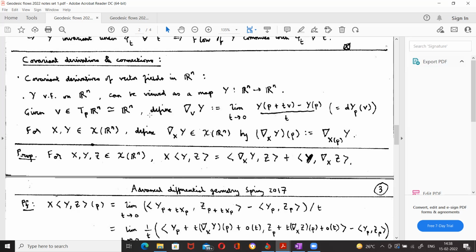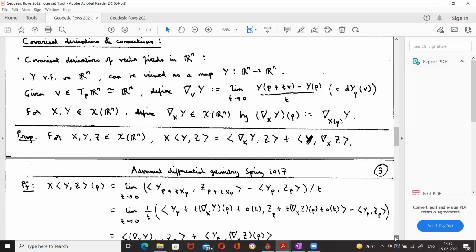And then if I have two smooth vector fields X and Y on Rn, I can define what's called the covariant derivative of Y with respect to X, nabla_X Y. This will be the vector field on Rn given by, at each point p, nabla_X Y at p: you take the directional derivative of Y in the direction X(p). Okay, so it's nabla sub X(p) of Y. So, all right, this is the covariant derivative in Rn. It's just the usual directional derivative of a smooth map from Rn to Rn.